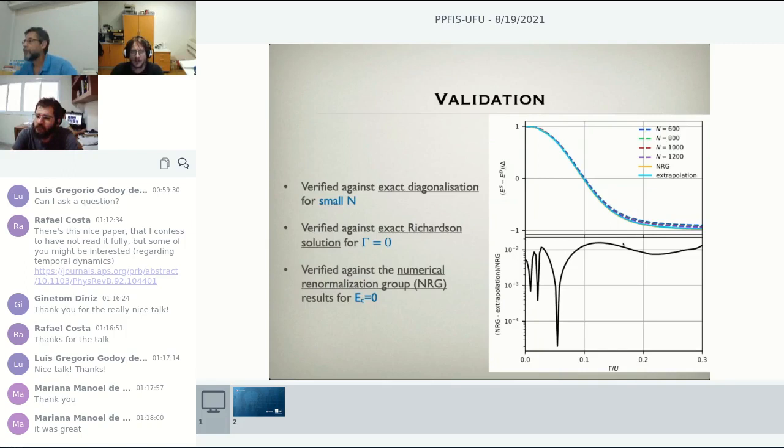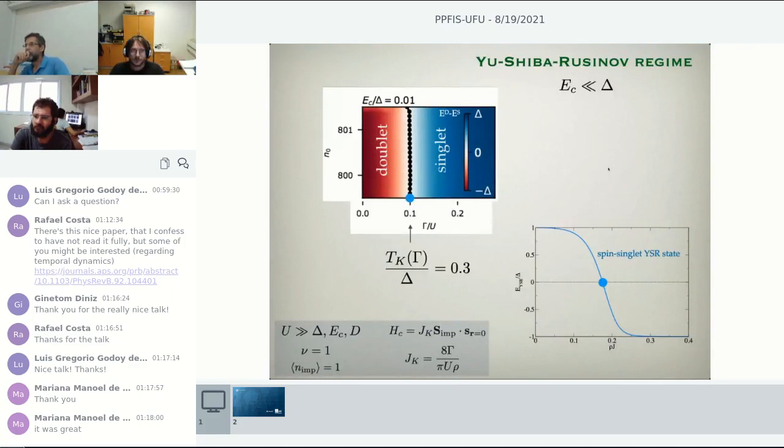And so we were quite happy, and this gave us good confidence that what we are doing is correct, and that the solutions that we obtain for arbitrary parameters is indeed correct. And using that, we started to study the system with increasing charging energy. So now I will show a series of phase diagrams in the plane of hybridization strength and N0.